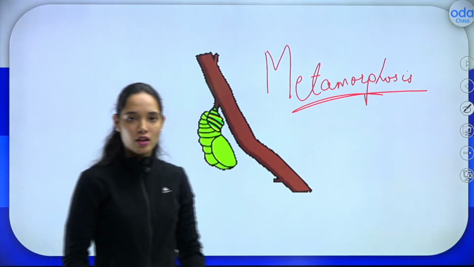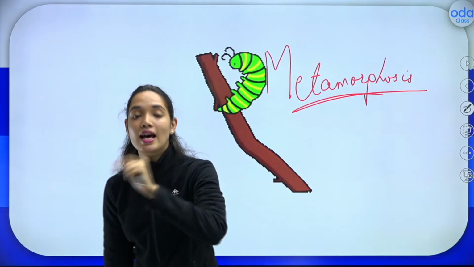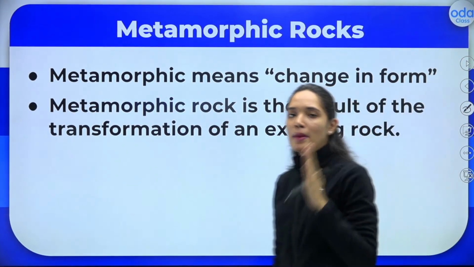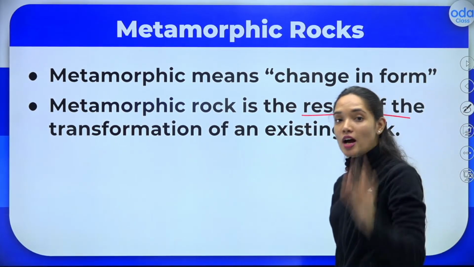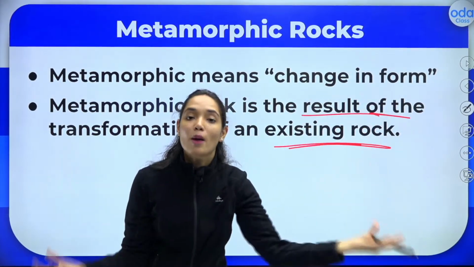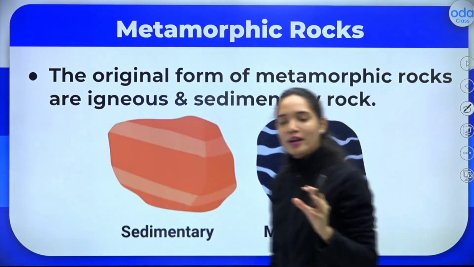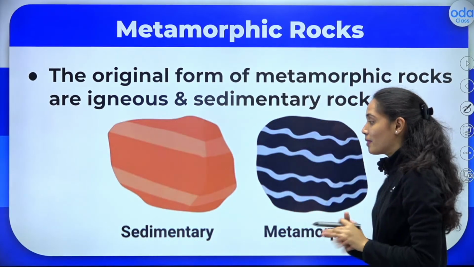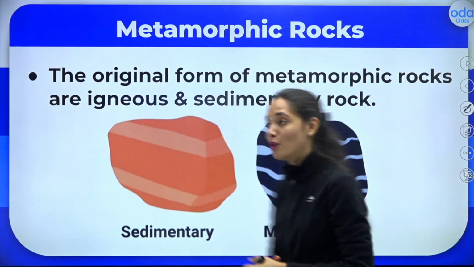If all of you are wondering why ma'am is suddenly teaching us about metamorphosis, let me tell you, this is how the metamorphic rocks are formed. They are formed due to metamorphosis. Metamorphic basically means changing form, and metamorphic rock is the result of the transformation of an existing rock. So an existing rock is transformed into a metamorphic rock. Yes, my dear students, you heard it right. The original forms of metamorphic rock are igneous and sedimentary rock. Here, igneous and sedimentary rock are transformed into metamorphic rock. Clear, students? Metamorphic rock. It's a big change.